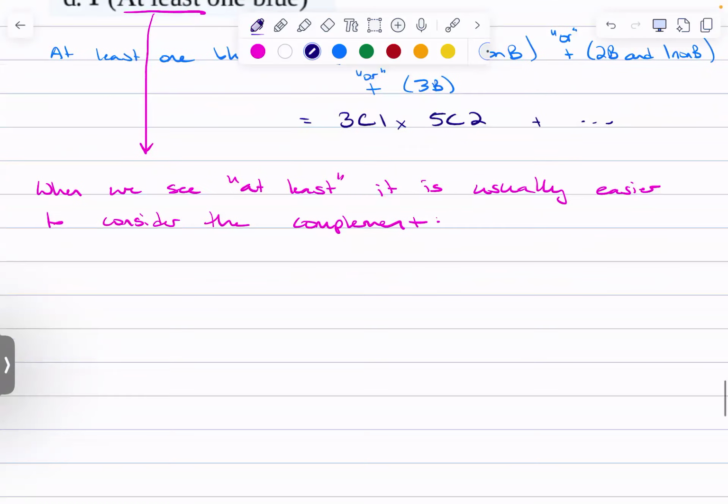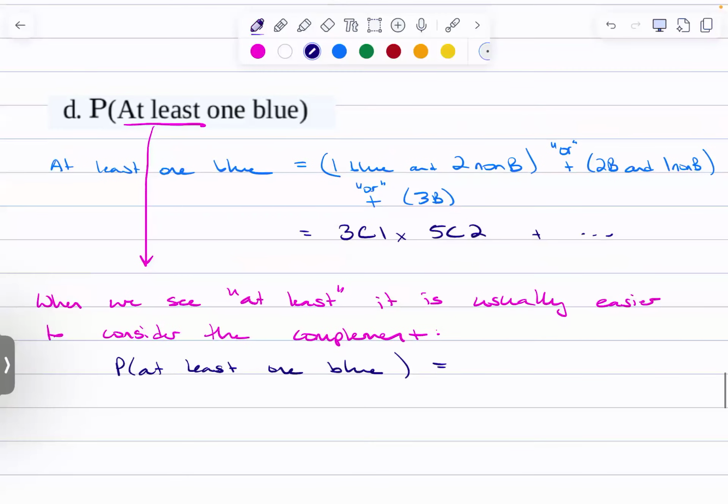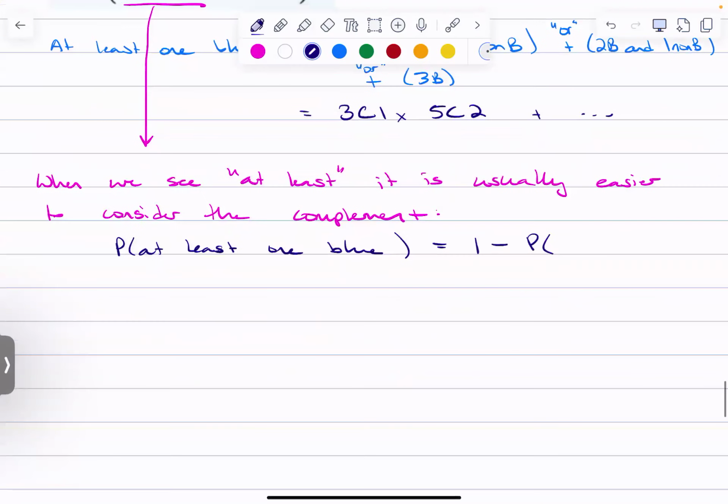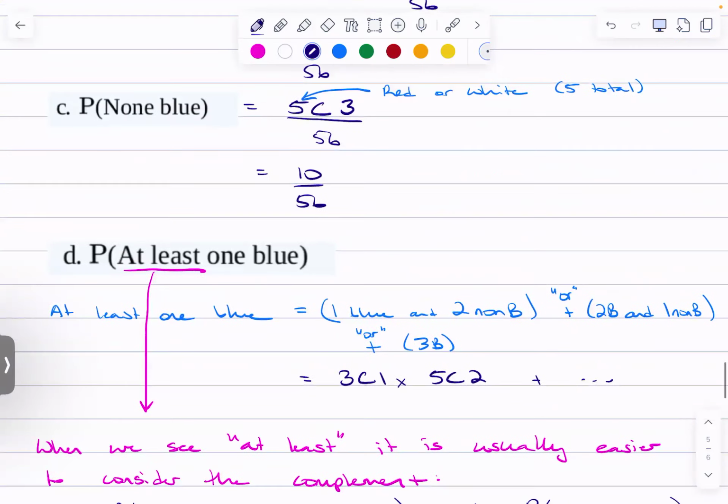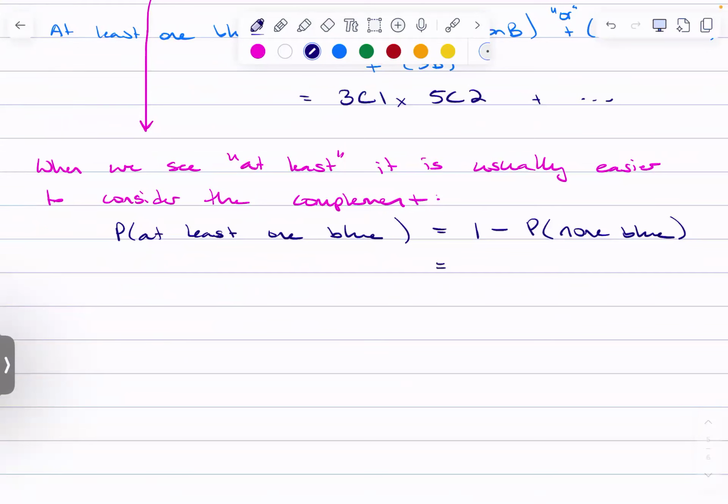Which would look like what? The probability of at least one blue is going to be 1 minus, well, what's the opposite of at least one blue? That there are no blues. 1 minus the probability of none blue, which we already have. From the previous part, we said it was 10 over 56. So then I get 1 minus 10 over 56.